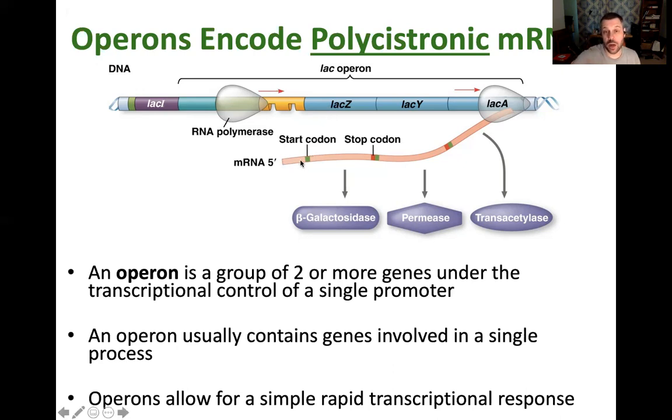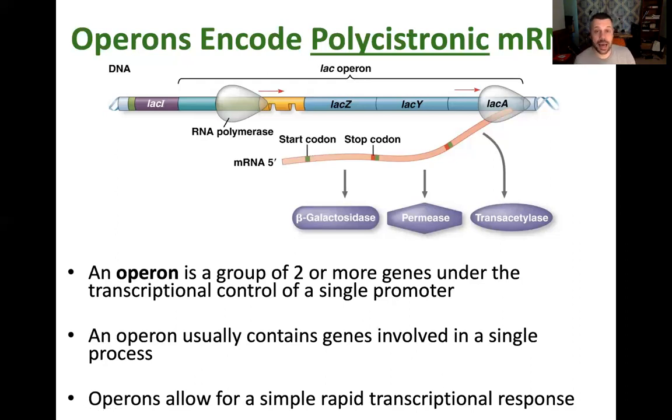So with this piece of messenger RNA, there's one start codon here. This is your ATG. So when a ribosome binds this to translate it, it will start translating at this start codon, and then it will make this protein, which is beta-galactosidase. And then when it gets to the stop codon, that protein will be released from the ribosome, but the ribosome will stick around on the mRNA, and it will immediately encounter another start codon for the second gene, LacY. And the same thing will happen. It will go ahead and make permease, and then after that, it will make this third protein, transacetylase.